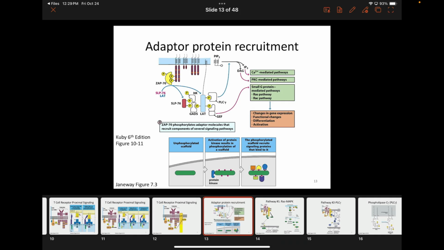MAP kinase kinase kinase is not active all the time in cells. It has to have something turn it on to activate it. The name of the thing that turns on MAP kinase kinase kinase is RAS. RAS.